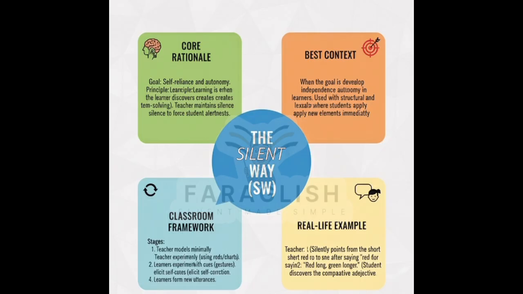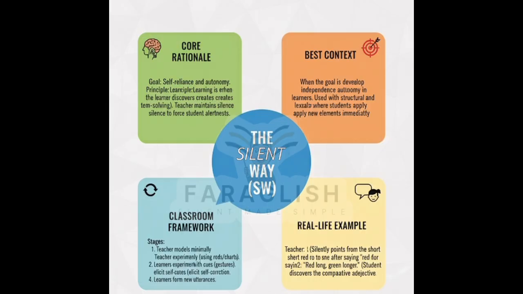6. The silent way, SW. Approach method name: the silent way, SW. Rationale: learning is enhanced when the learner discovers or creates, rather than merely remembers or repeats. The teacher maintains silence as much as possible to force student alertness, encouraging them to produce language and develop self-reliance. Learning is a problem-solving, creative, discovering activity.